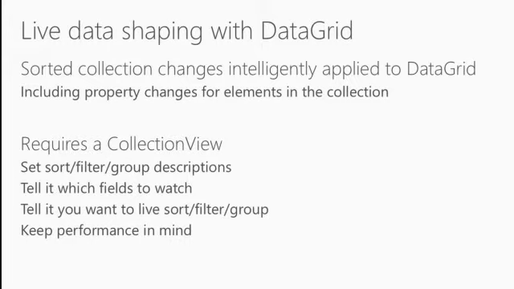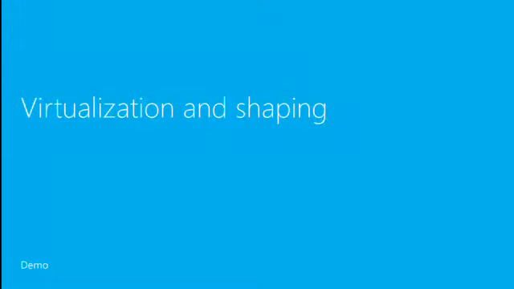So the WPF team has put into the system here the ability to sort, and this is a data grid specific feature. It requires a data grid and it requires some views on the back end as well. They've added the ability in there to do this live sorting and live shaping of data, so it can also be grouping and have those update in real time without bringing your system to a crawl. In fact, it works really, really well, and it's orders of magnitude better than what we've had before in terms of performance. It does require a collection view. You have to set up sort and filter descriptions and whatnot. You have to tell it which fields to watch, et cetera. And so we'll take a look at that in just a second here.